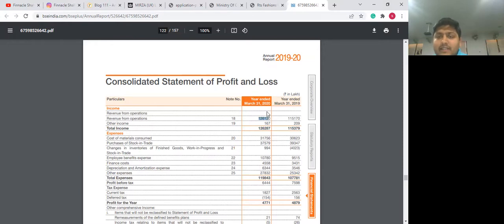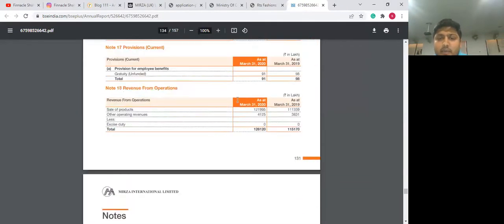Out of these 1261 crores, if you want to take a look at the breakup, how much is from products and how much from other operating revenues, you can always take a look at note 18, which is present on page 134. As you can see, roughly 1220-odd crores are generated from the sale of products.